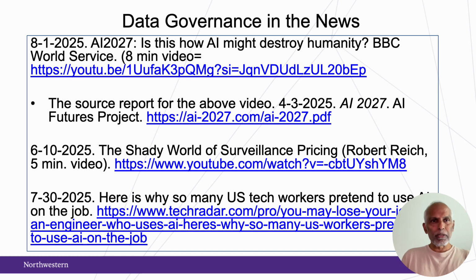And then the two documents: the source report for the above video is also coming as a document. That's what the first PDF is. That is a second link. And the fourth link is, again, a text document: Here is why so many US tech workers pretend to use AI in the job. So these are all references that are useful to understand the data governance status as of recent developments.